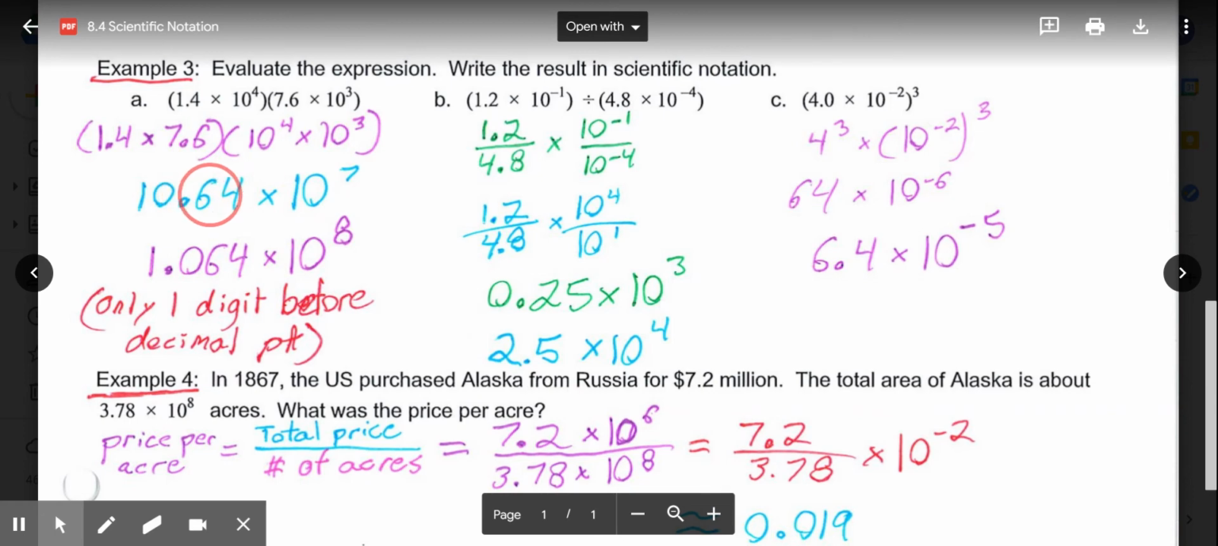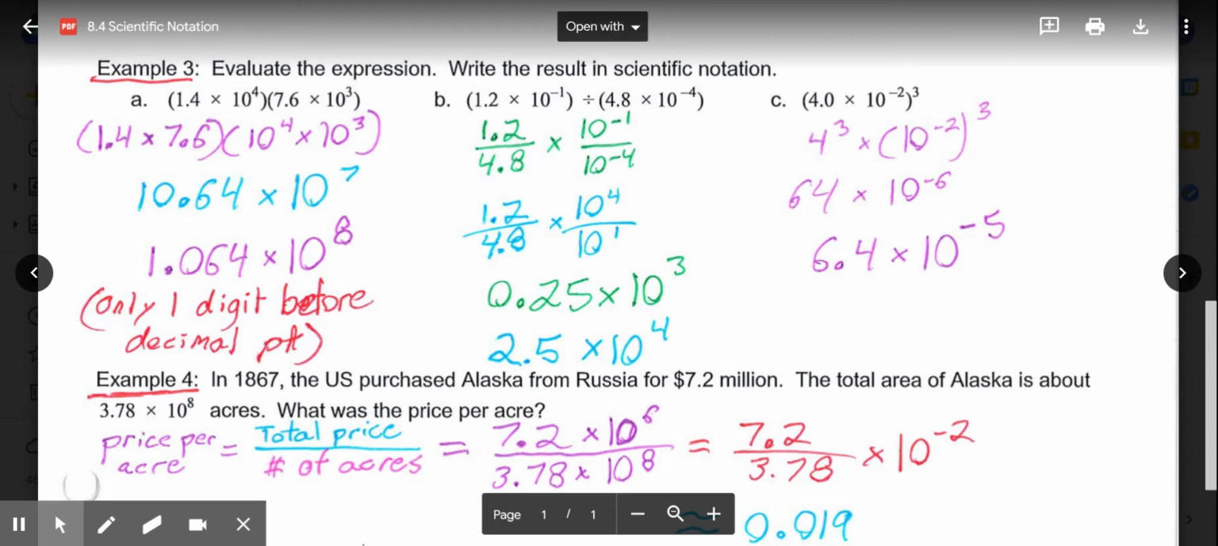But 10.64 is not in scientific notation. I have 2 digits in front of the decimal. So this decimal would have to go 1 additional spot left, meaning this would be 1.064 times 10 to the 8th. So again, keep in mind, only 1 digit before the decimal point, so we had to adjust from this step to this step.